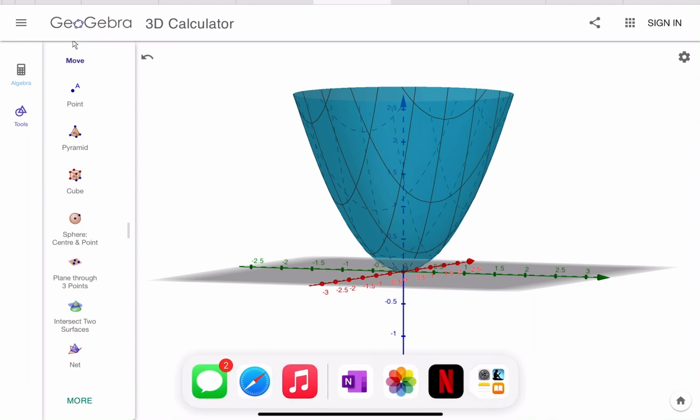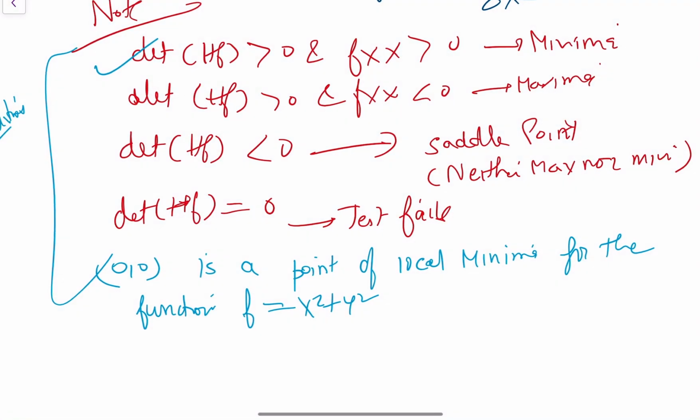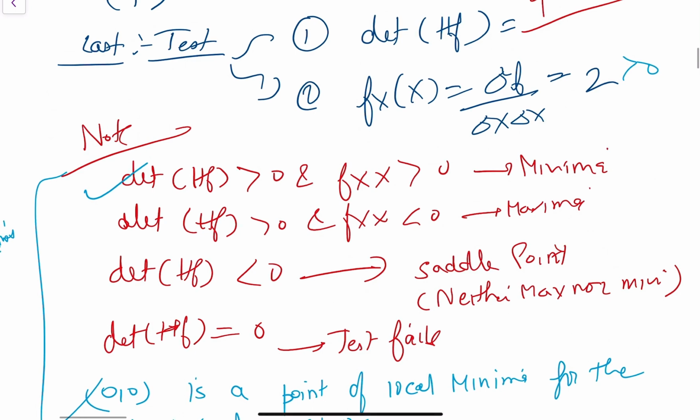So this is what I wanted to explain to you, and I hope you have understood what I have tried to explain here. This will help you further with the computations.